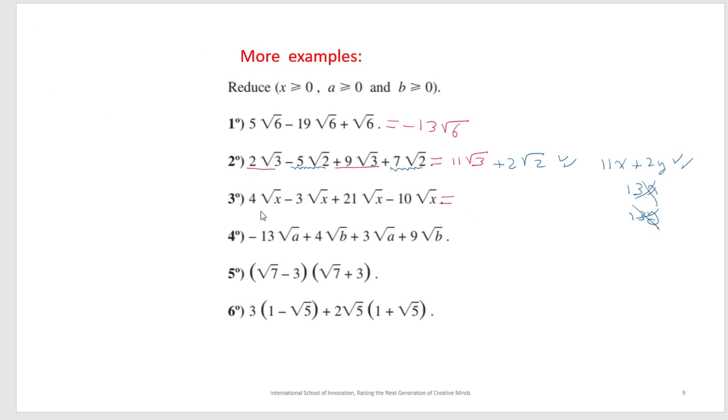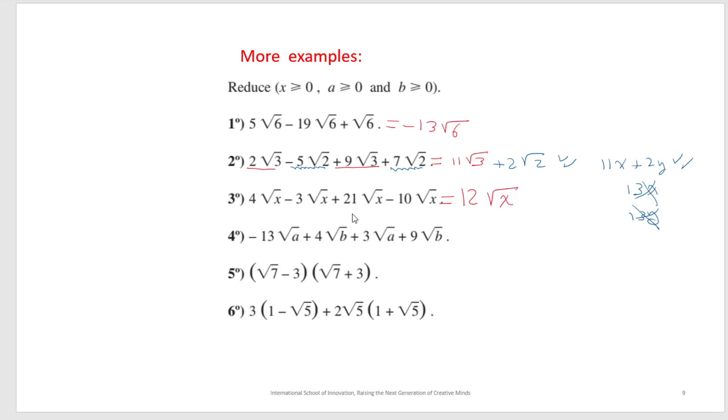Here, 4 radical x minus 3 radical x plus 21 radical x minus 10 radical x. First of all, all of them are like terms. Why? Because I have radical x, radical x, radical x, radical x. Okay? So I add the coefficients 4 minus 3 plus 21 minus 10. So let's start adding here. 4 minus 3 is 1. 1 plus 21 is 22. 22 minus 10 is 12. So it's 12 radical x.